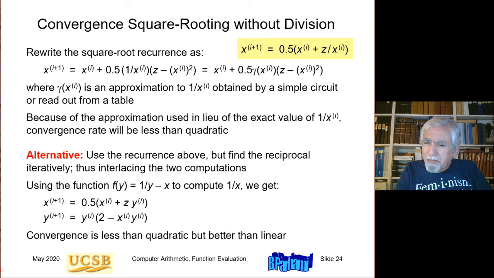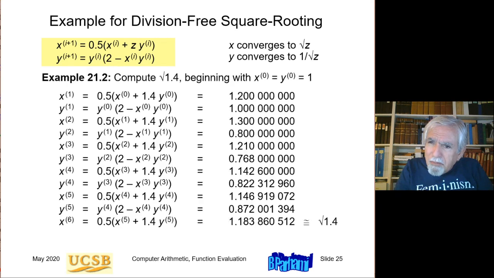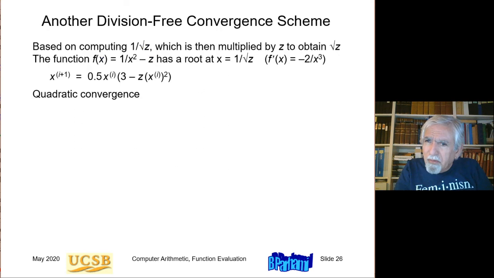So this slide basically describes two methods that have become obsolete because of a better method that comes on the next slide. These methods are known as division-free convergence square rooting. Oh, sorry. This is an example for the previous slide. So let me go here.